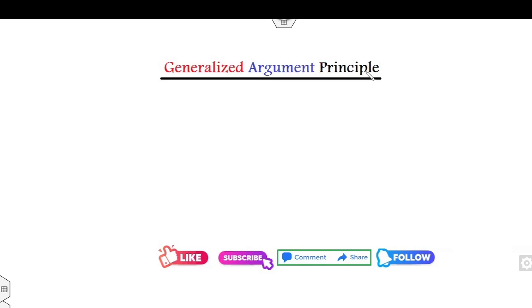Now there is one more concept which is very useful for the CSIR NET and the GATE examinations.